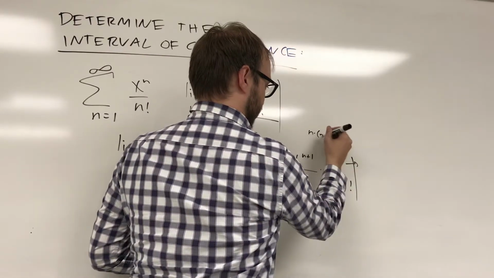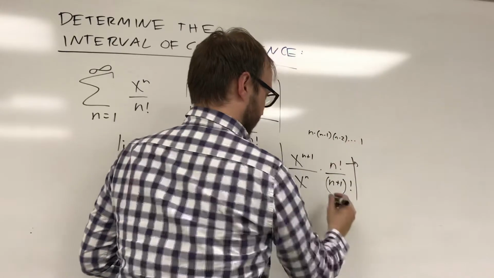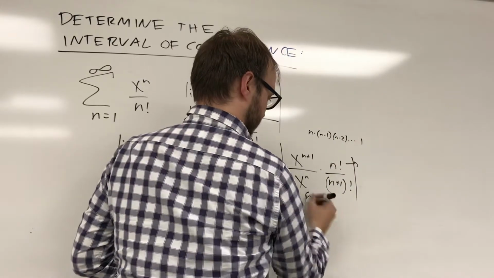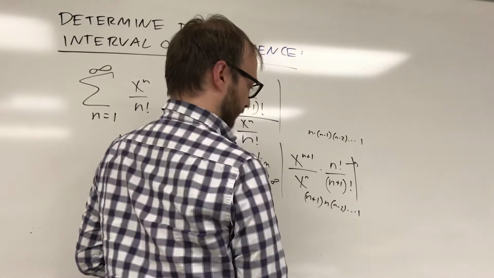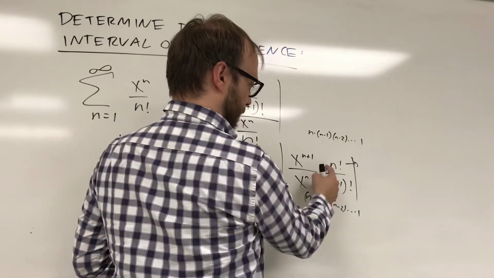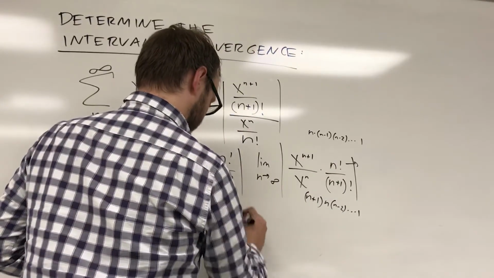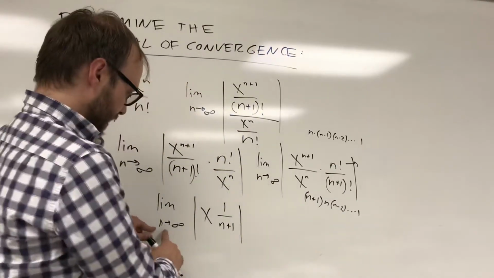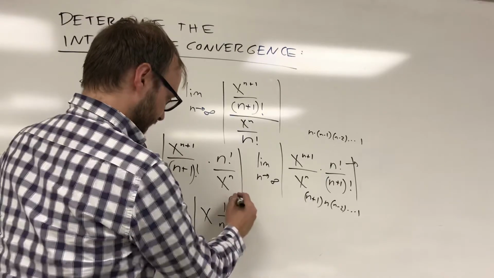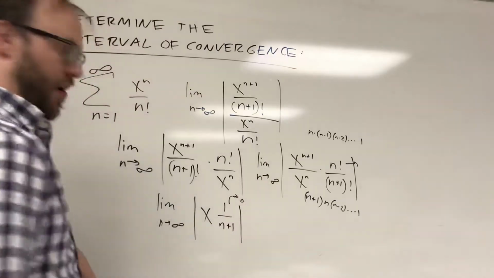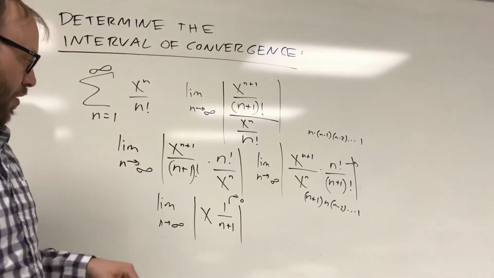That's n times n minus 1 times n minus 2 all the way down to 1. This is n plus 1 times n times n minus 1 all the way down to 1. Everything is going to cancel here in the top. You're going to be left with just an n plus 1 in the bottom. Okay? And now if you look at the limit of this as n approaches infinity, this is going to go to 0. Okay? The point I wanted to make here is this whole thing goes to 0.